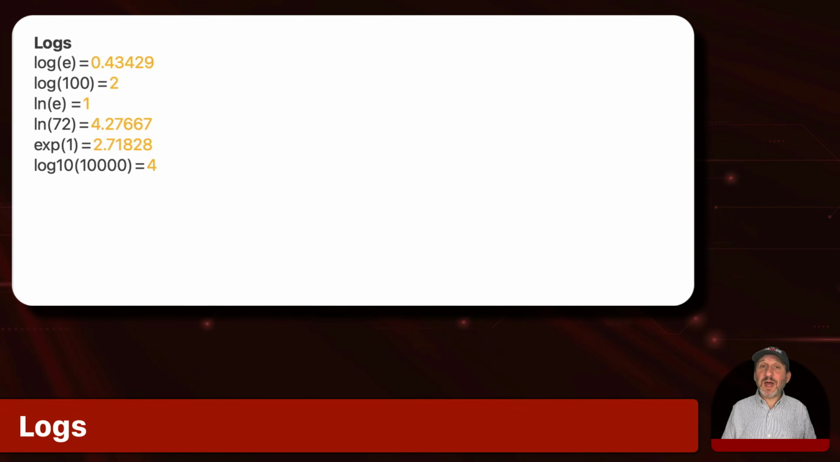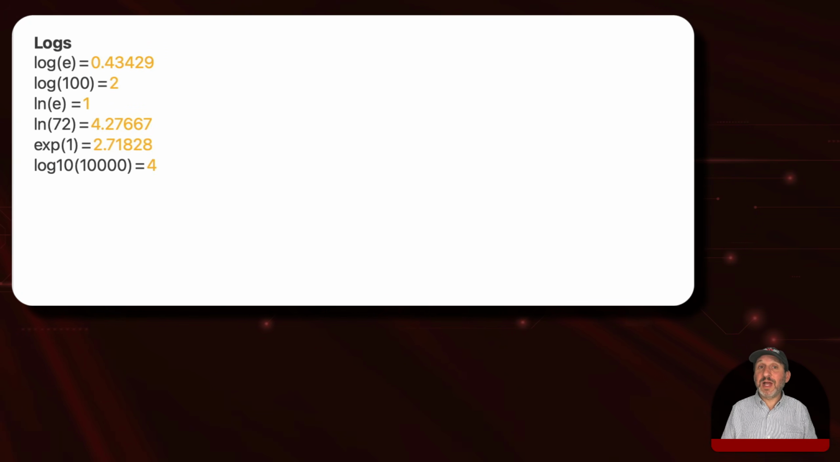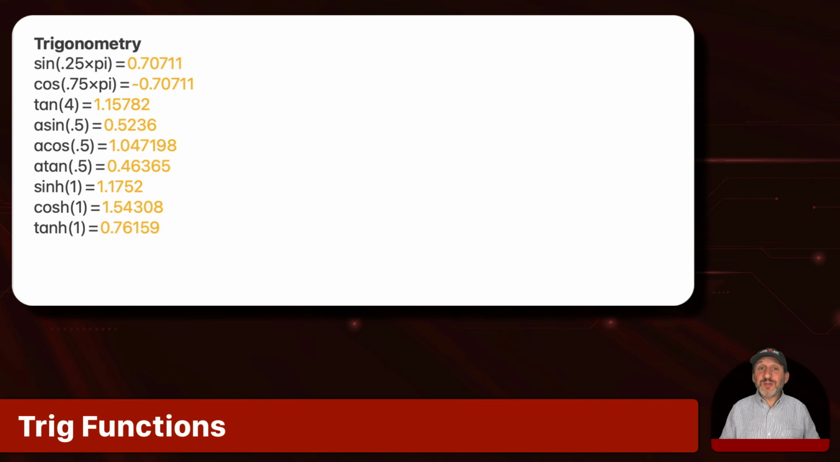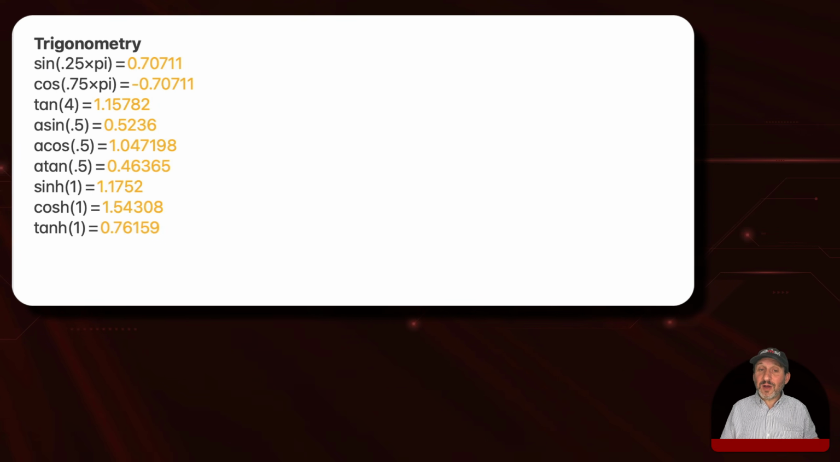You can do various other functions like logs using the log function, using ln for natural log. You can use the exp function and log10 as well if you're familiar with those. There's also a full set of trigonometry functions. So you've got sine, cosine, tangent. You've got arcsine, arccosine, arctangent. And you've got the hyperbolic sine, cosine, and tangent as well. And they all, of course, work with radians. So you can see in my first example here, I'm actually using a pi constant inside of that function.